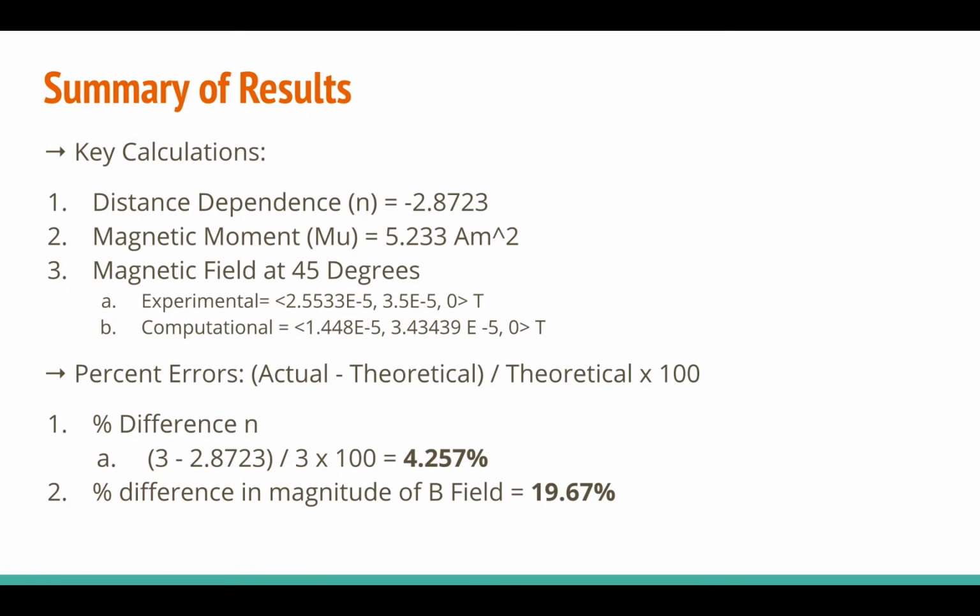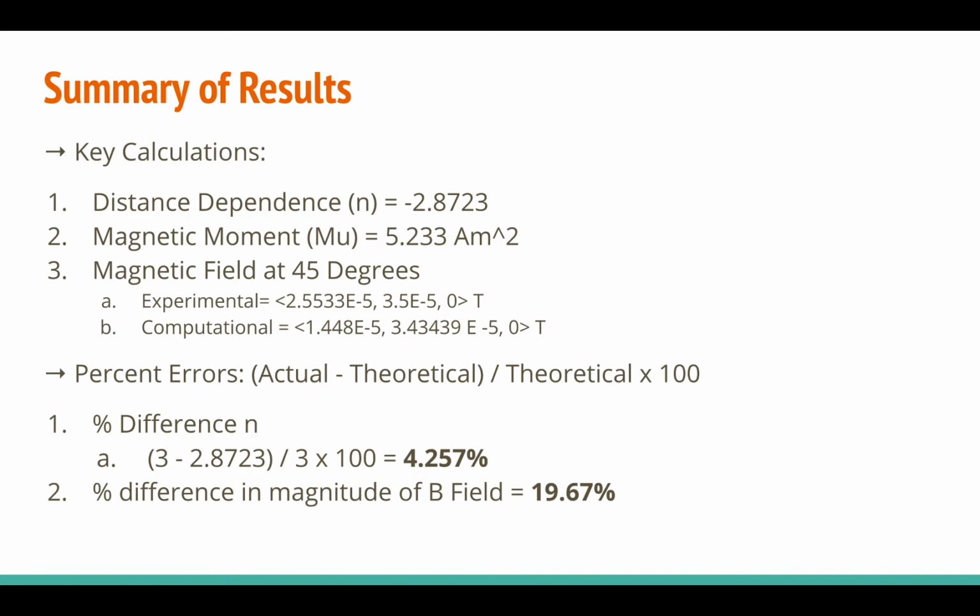To summarize my results, I observed that the magnetic field differs depending on the observation location that is used. I found the distance dependence to be negative 2.8723, and using the percent difference equation, I used this value and our theoretical value for n to calculate a percent error of 4.257%.